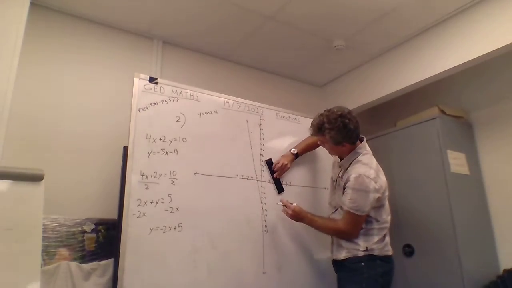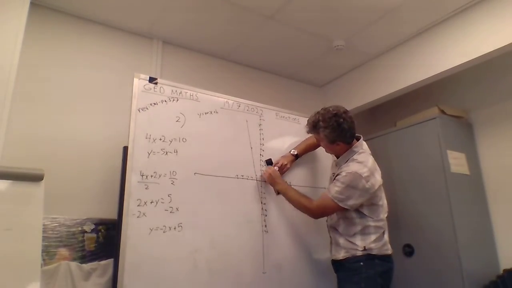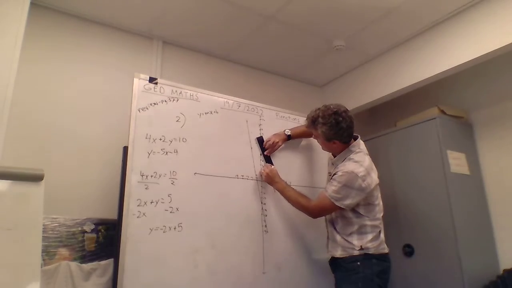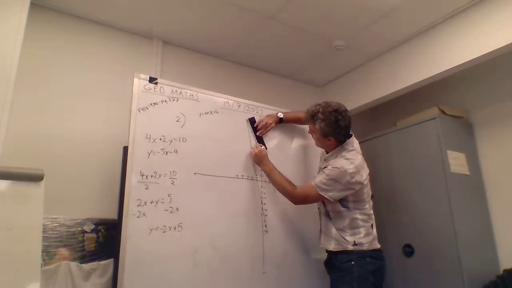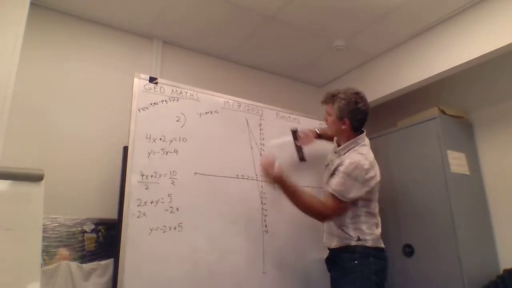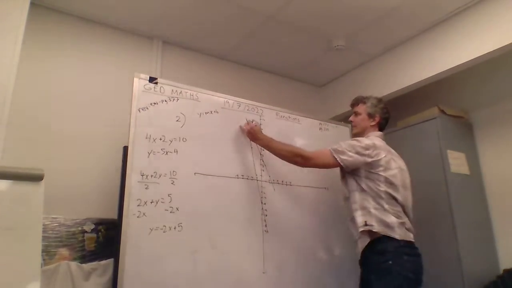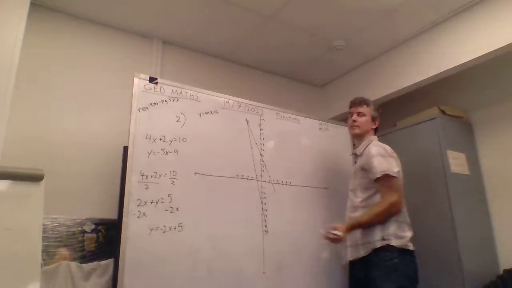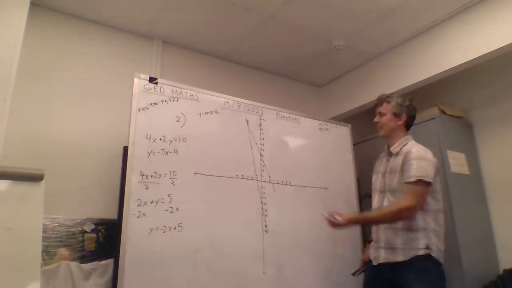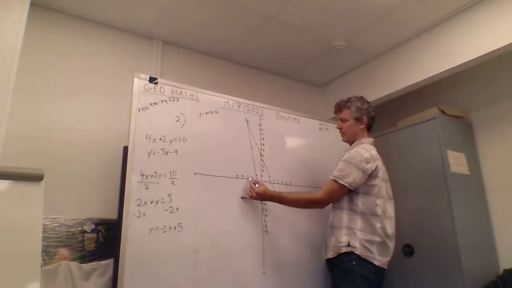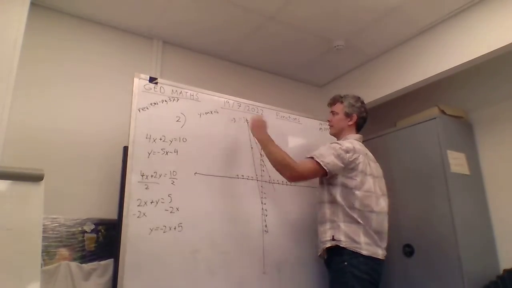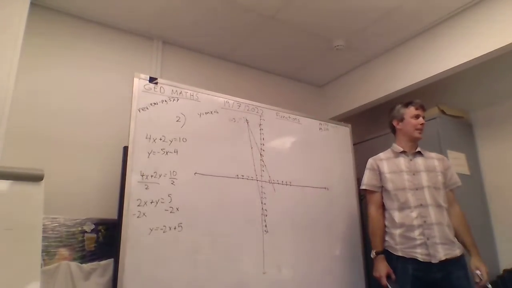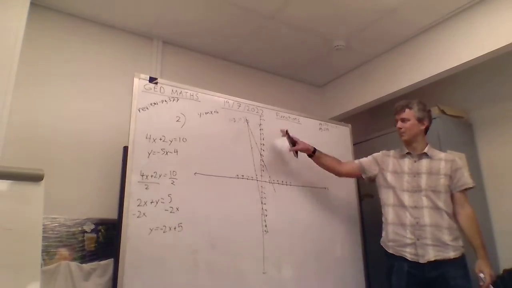And this one is like this. There we go. So here's the intersection. Right? And that's 11. Y is 11 and x is -3. So it's -3, 11. That's how we find them using plotting.